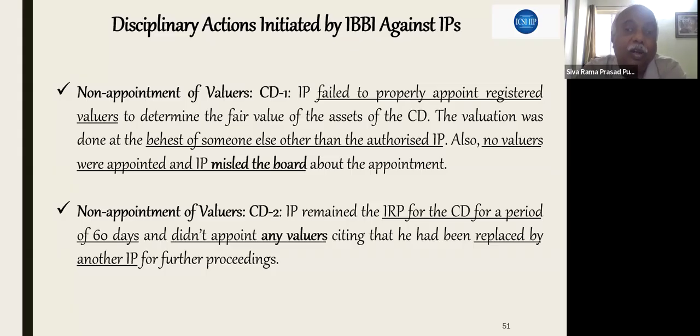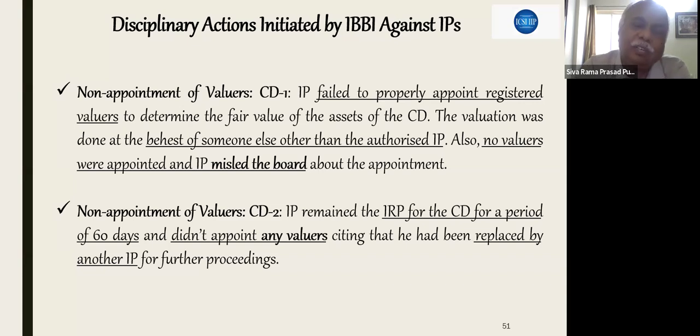CD2, non-appointment of valuers. The IP remained the IRP for the CD for a period of 60 days, and did not appoint any valuer, citing that he was to be replaced by another IP for further proceedings.